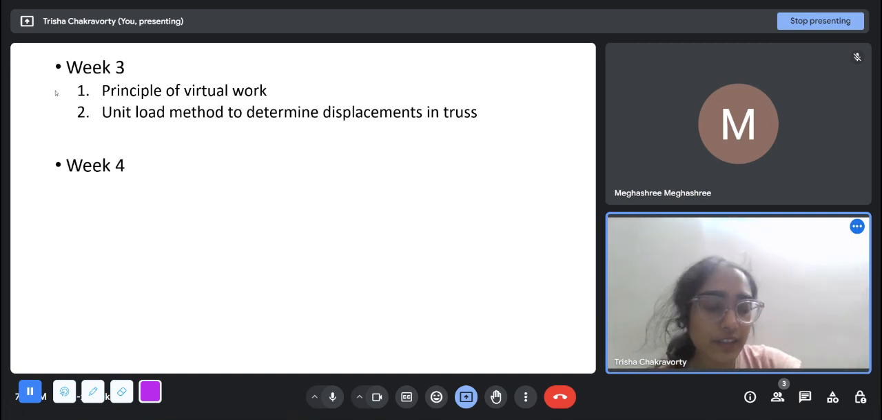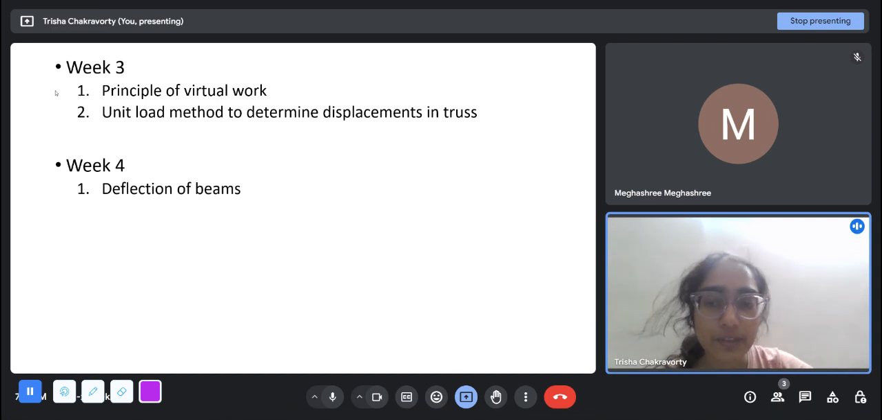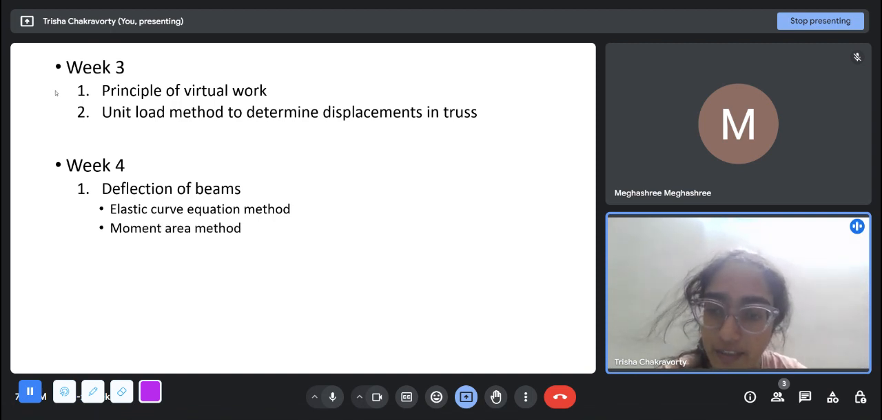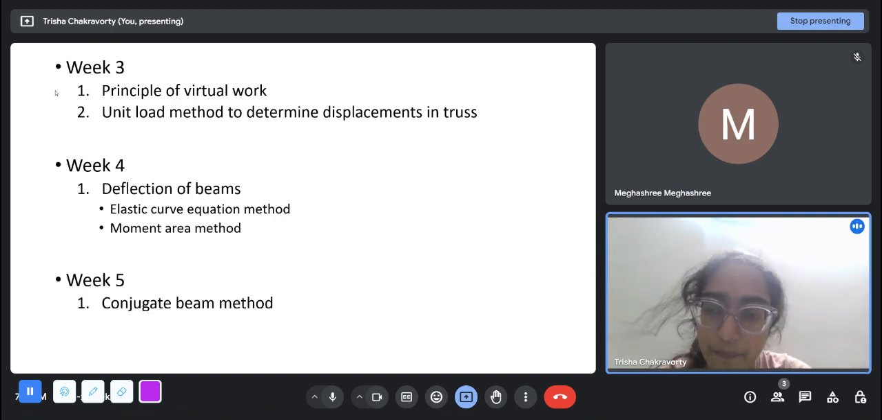In week 4, we looked at the deflection response of beams. There are several methods. The three major methods we looked at are the elastic curve equation method, the moment area method, and the conjugate beam method, which we looked at in week 5. Moment area method and conjugate beam method are both based on the elastic curve equation method, but they are simplified presentations of it, where we don't actually have to solve the differential equation. So it is a shortcut.